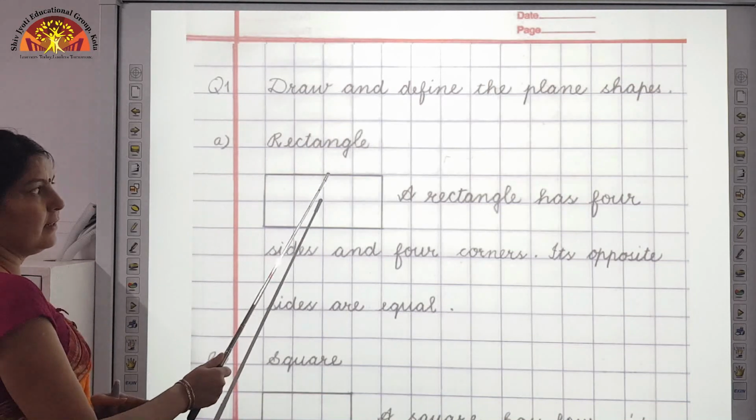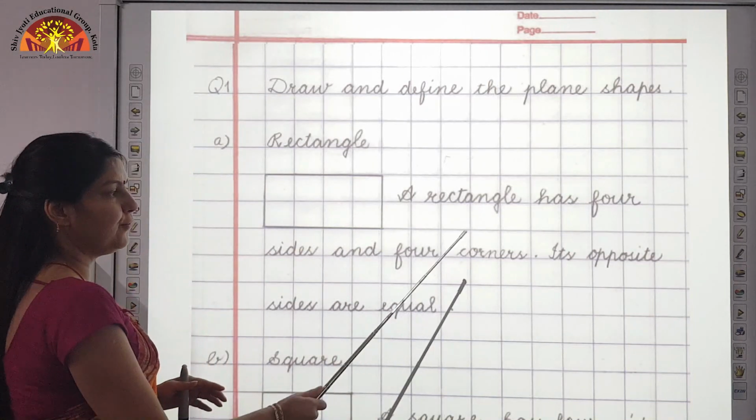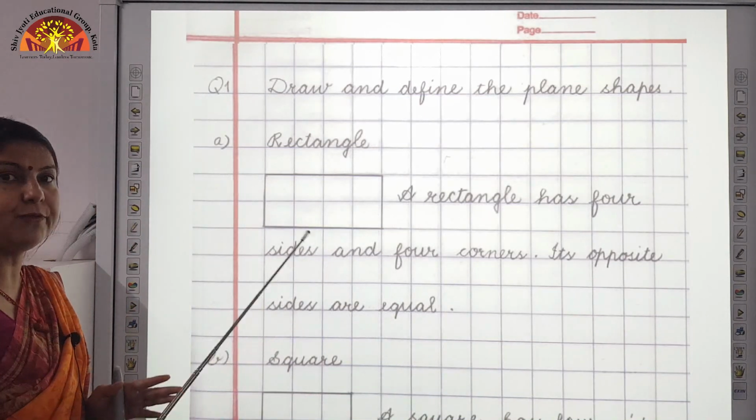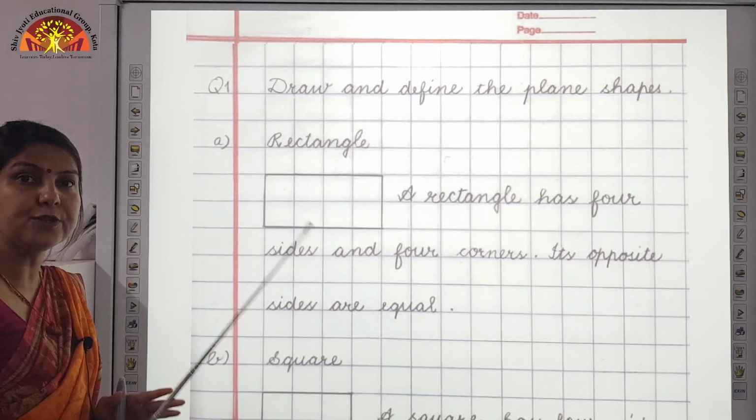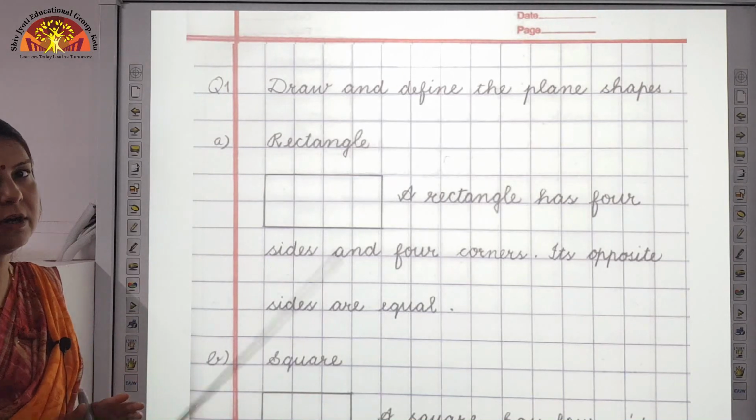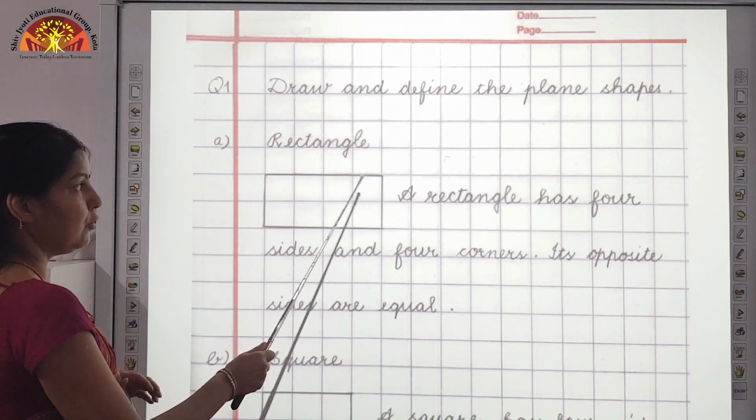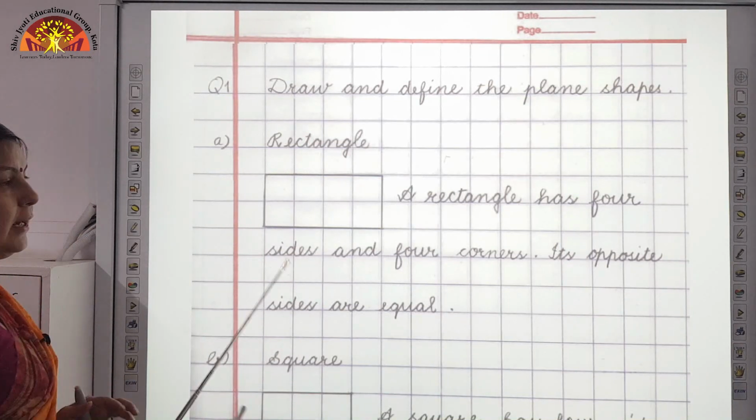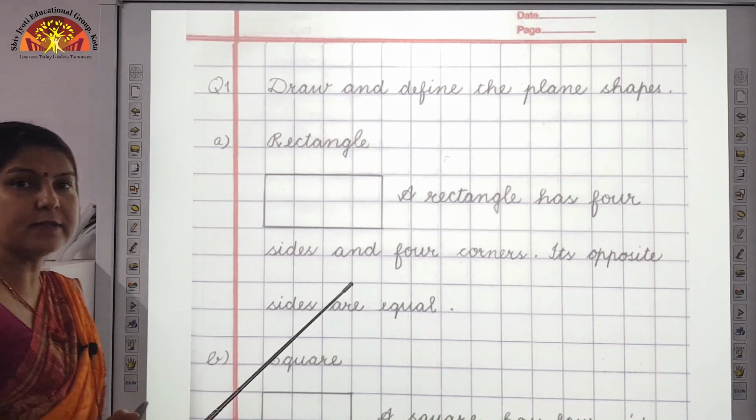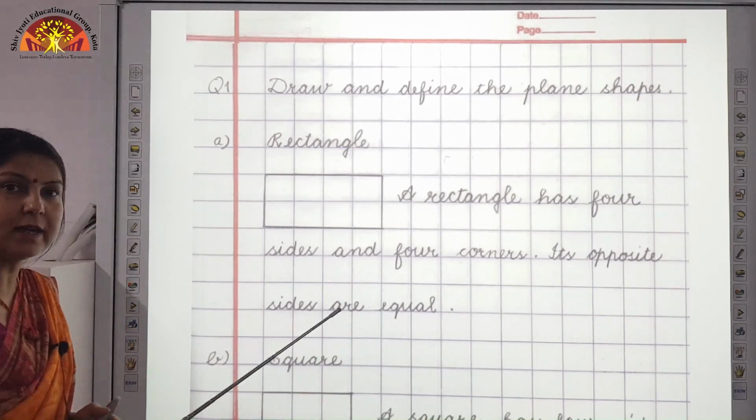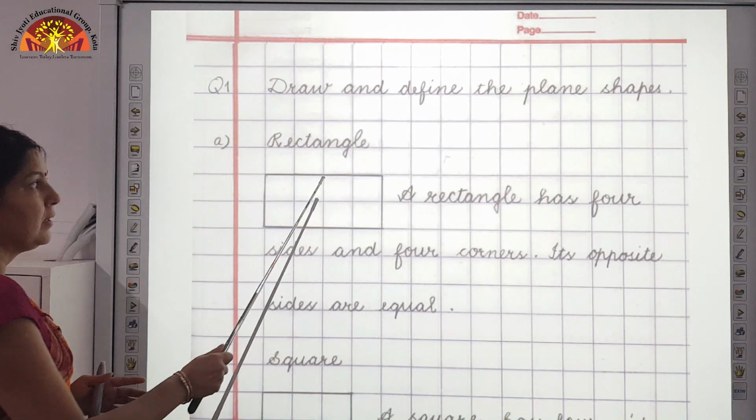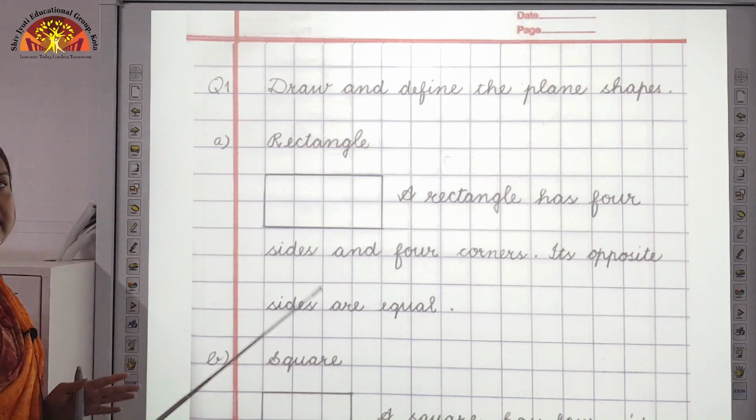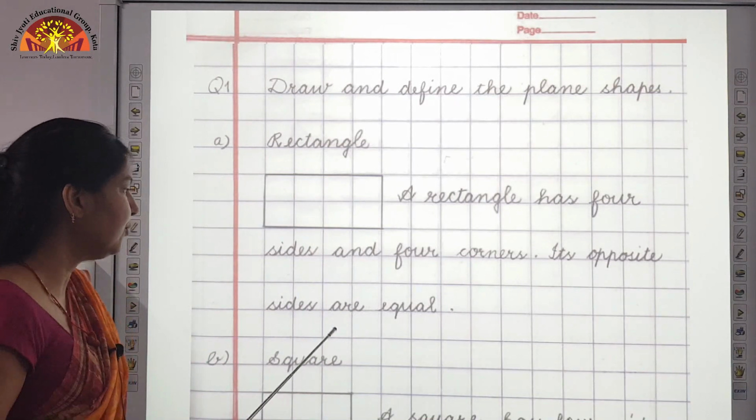Children, now A, rectangle. A rectangle has 4 sides and 4 corners. As you can see here, this rectangle has 4 sides. The lines which we are using to make the shape are called sides. So how many sides can you see here? Here 4 sides, 1, 2, 3 and 4, and it has 4 corners. Corners are where 2 lines meet each other. These lines are meeting on this point, so this point is a corner. So we can say a rectangle has 4 sides and 4 corners.